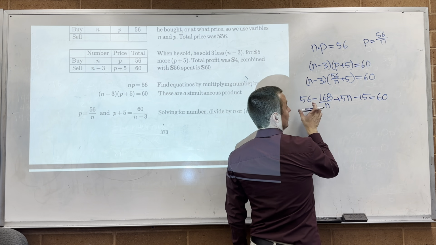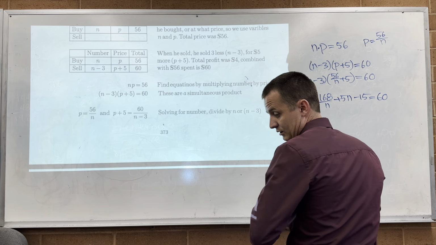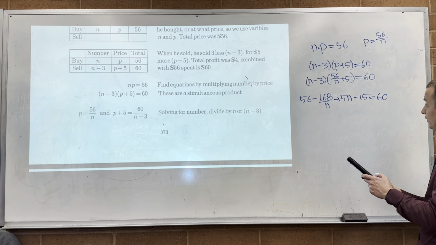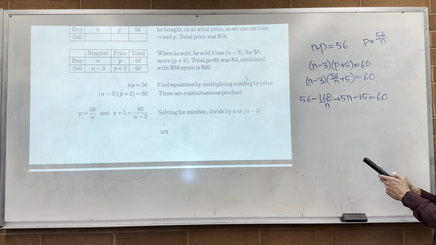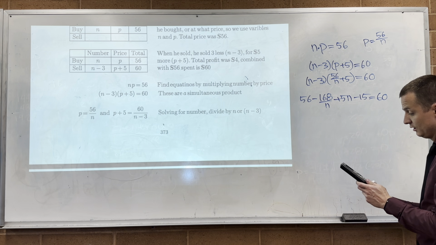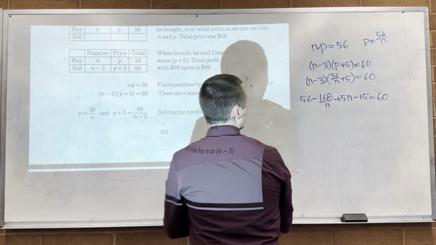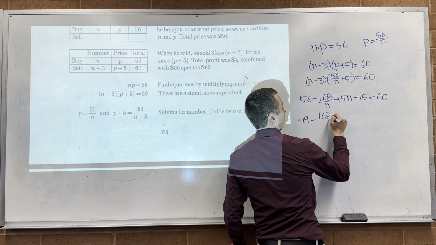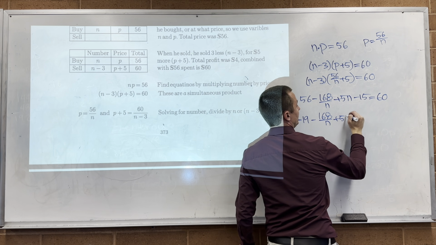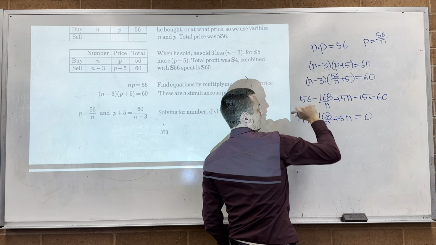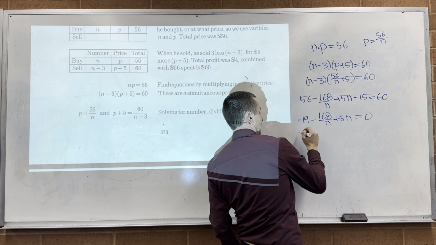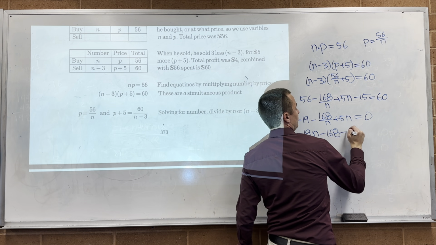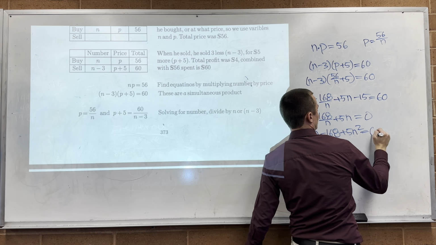Okay, let's combine like terms. I'm going to take 56, I'm going to subtract 15, and then I'm going to subtract 60 and get negative 19. So negative 19 for our constant, minus 168 over n, plus 5n is equal to 0. I brought the 60 over. Multiply through everything by n. We get negative 19n minus 168 plus 5n squared equals 0.